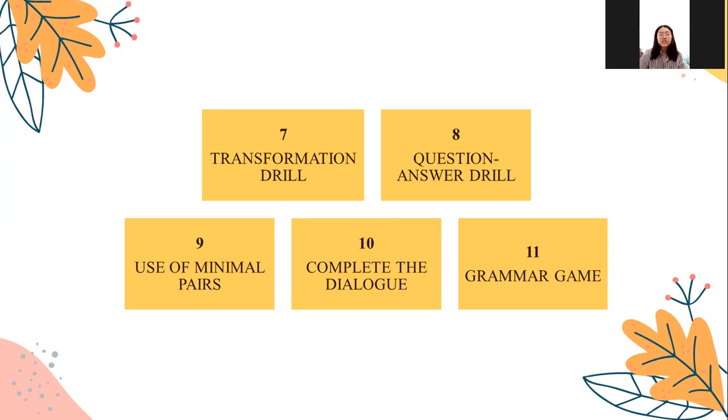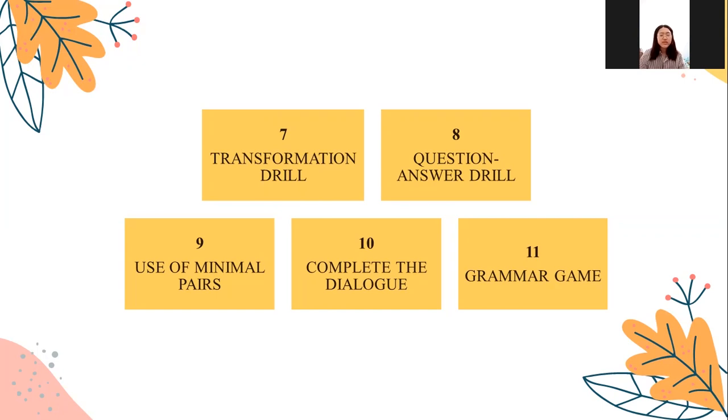The next one is question and answer drill. The teacher asks students to answer the questions. On other occasions, students are guided and directed so that they can state their own questions. The next one is use of minimal pairs. This activity is very suitable for training students' sensitivity to different sounds in a pair of words.